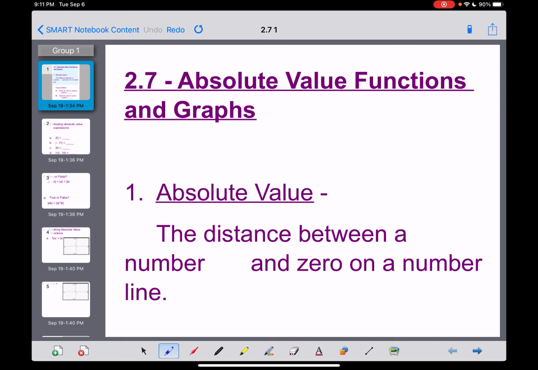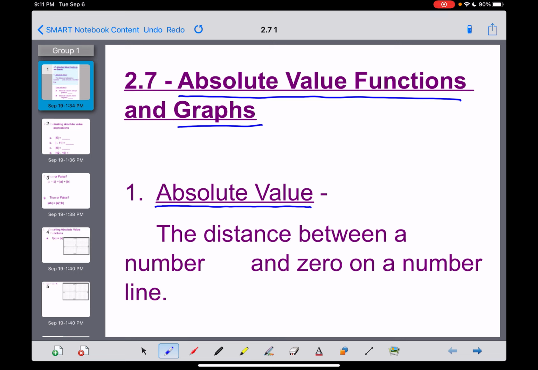So let's dive in. What we're doing here in 2.7 is talking about absolute value functions and the graphs of those functions going along with them as well. But before we get too far into this, it's probably a good idea to have a little discussion about what the term absolute value actually means. It's one you've been dealing with for a few years, but just in case we need a refresher, absolute value means the distance between a number and zero on a number line.